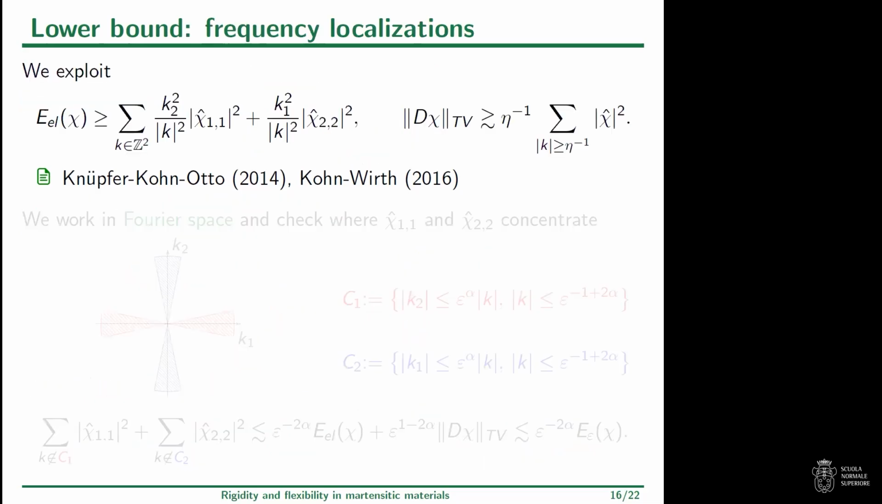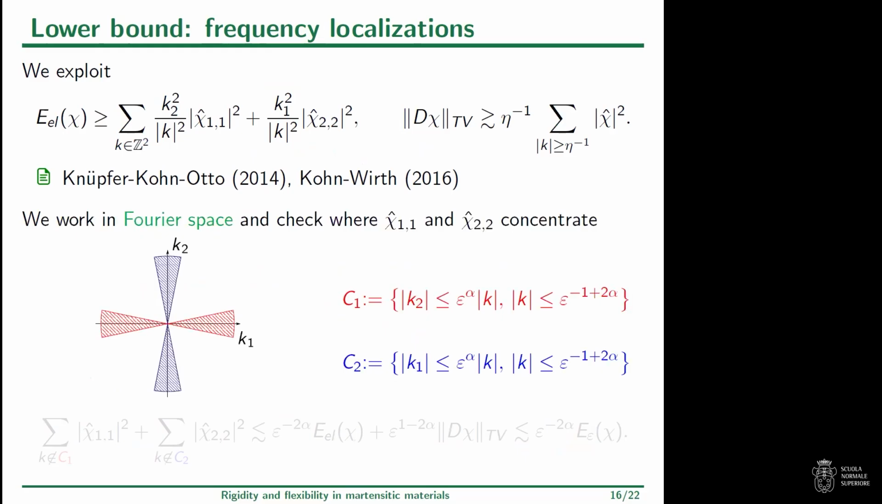Okay, so now these are the two estimates that we have, and thanks to these two estimates, we can have an intuition on where, if we consider elastic energy and also total variation that are small, the Fourier transform of the entries of the phase indicator is concentrating in Fourier space.